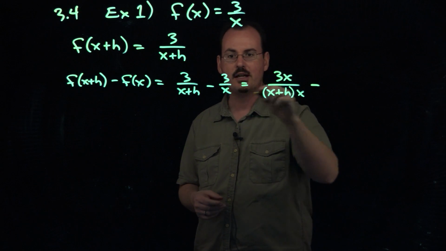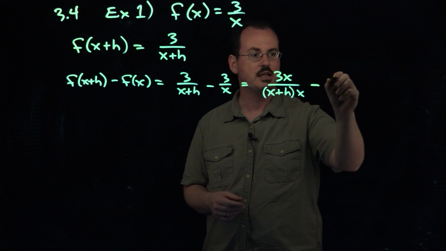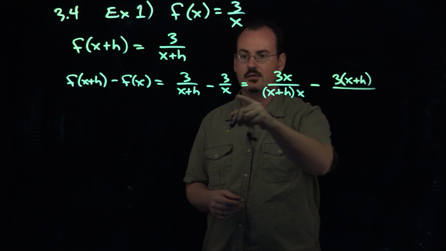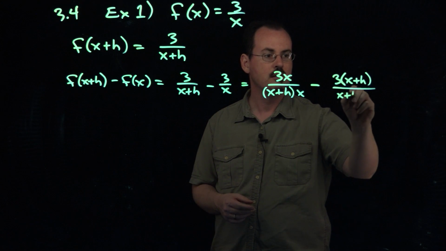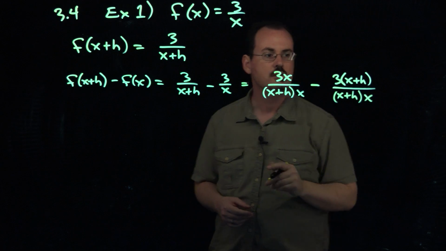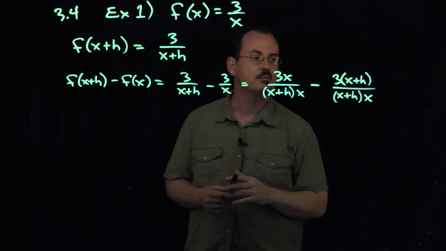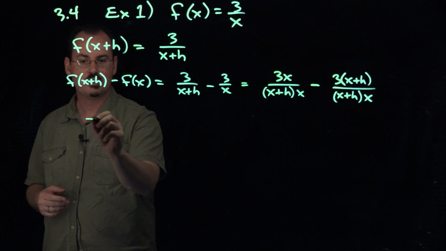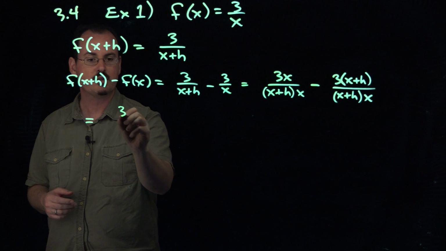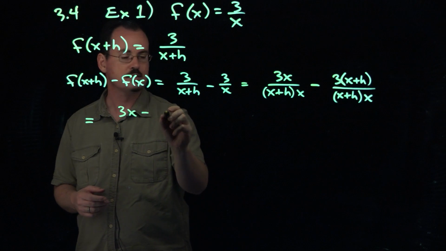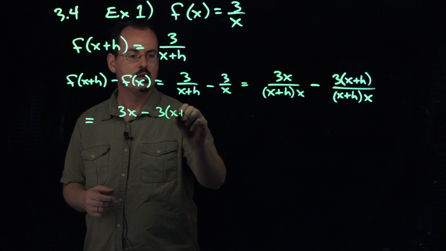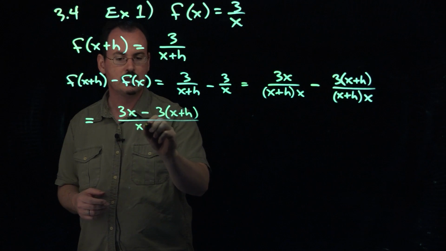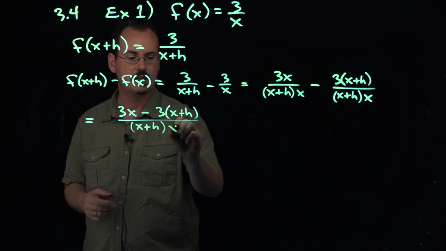On the other one, we want to have an x plus h, so we're going to have to multiply by x plus h over x plus h. So here's our x plus h, and then I'll have an x already down there. So I multiplied the top and the bottom of that one by x plus h. So now what do we have? We have the same denominator on both of them, so we can combine them as a single fraction. So we get 3x minus 3 times x plus h divided by the common denominator, which was x plus h times x.